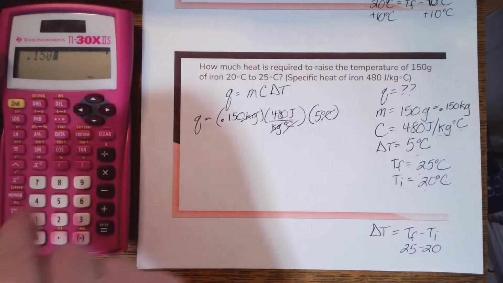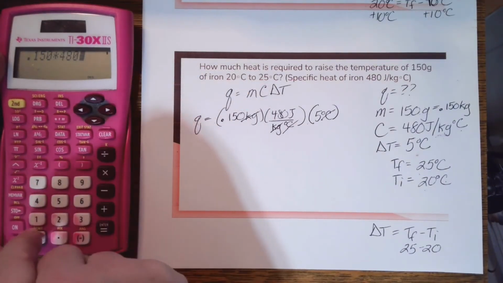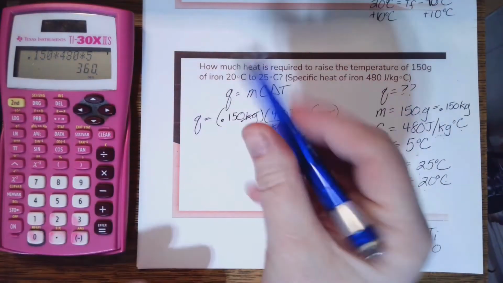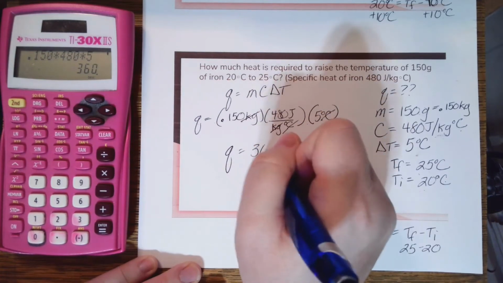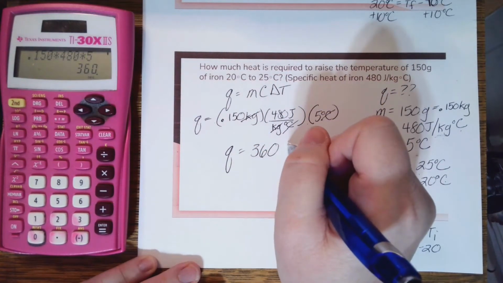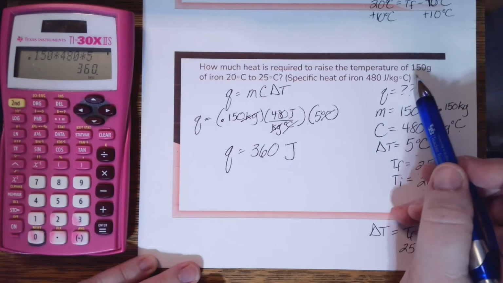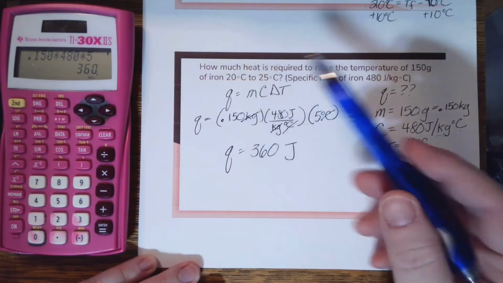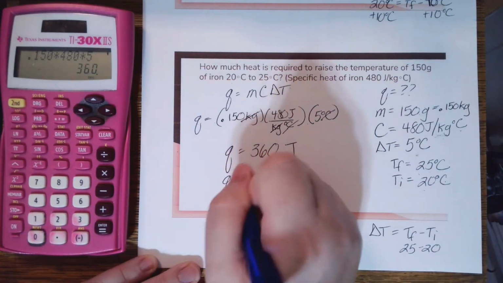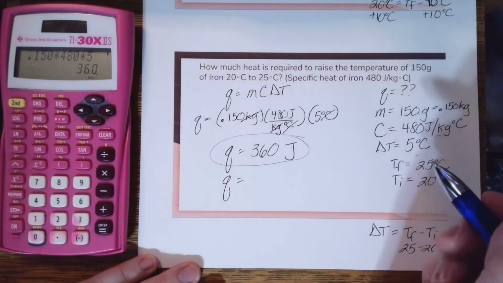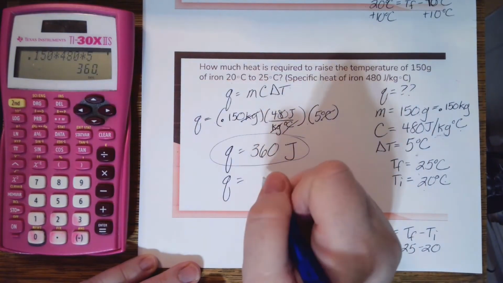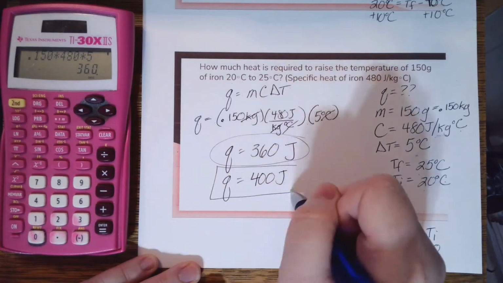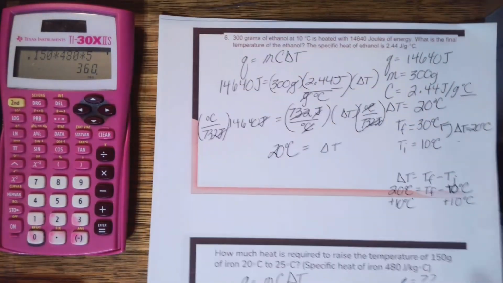0.150 times 480 times 5 equals, Q equals 360 joules. Two significant figures, beautiful. Okay, I have two. Technically, this has one significant figure, so if we wanted to round it, most of the time for heat you can just give the answer, but if we were going to round this to one significant figure, it would be 400 joules. Okay. All right, let's go on.